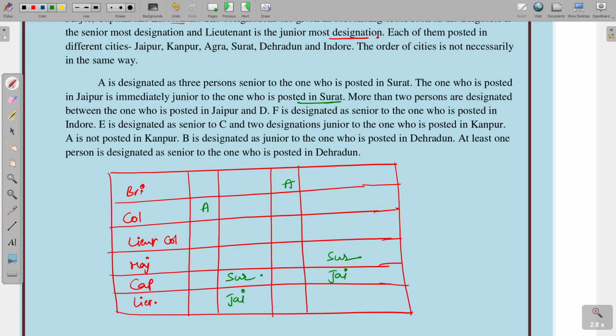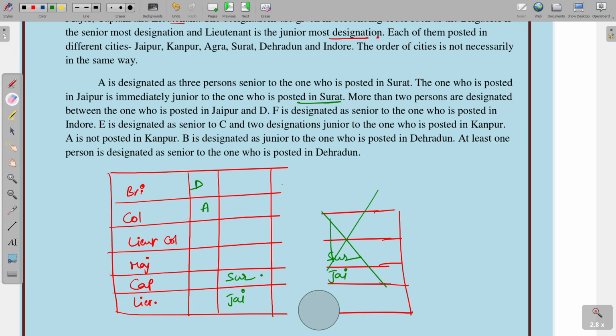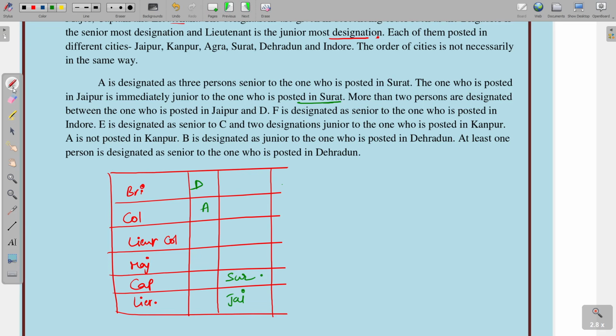2 possibilities. More than 2 persons designated between the one who posted Jaipur and D. So Jaipur here 1 2 and next 3. Okay, so here D is placing. Coming to the Jaipur 1 2. So here only 2 persons are there. Suppose if D is placing, only 2 persons are placing kabatti, so this possibility not required, not correct. This one is not correct. Only one possibility we left.